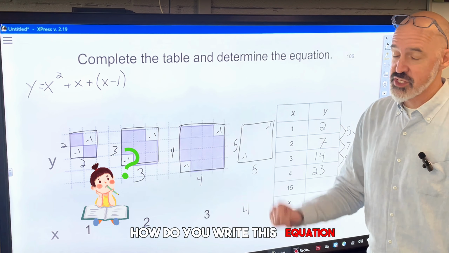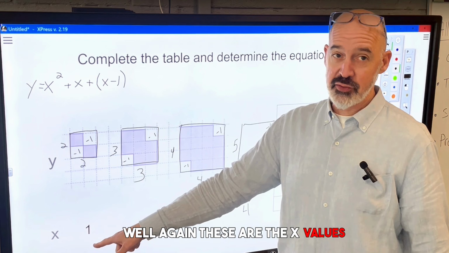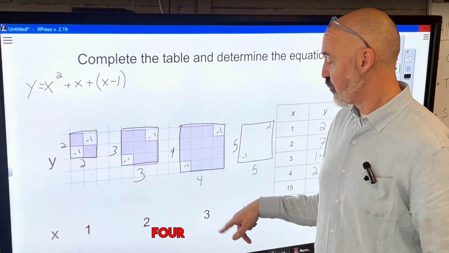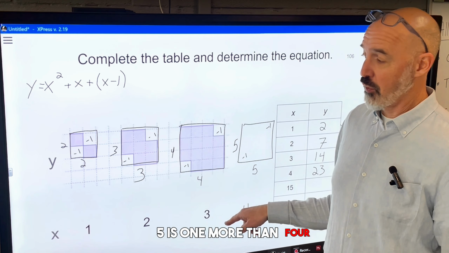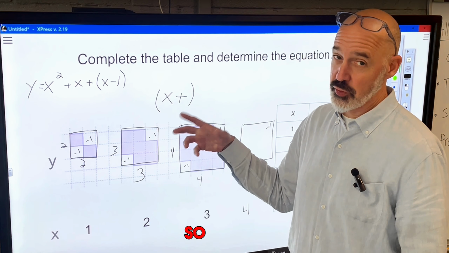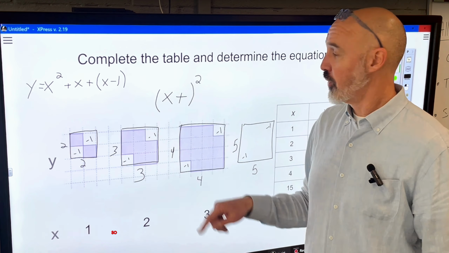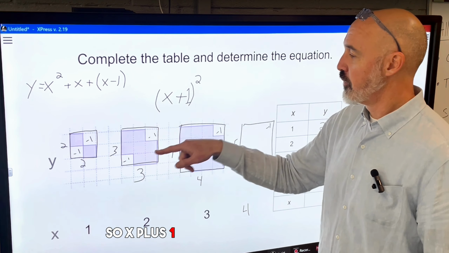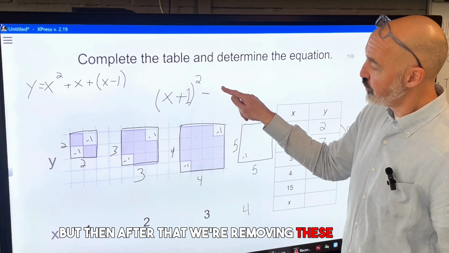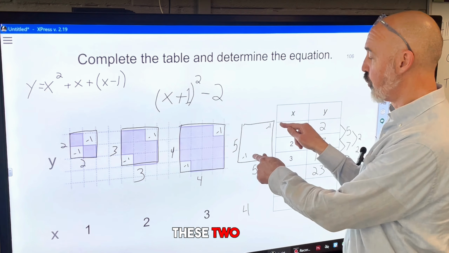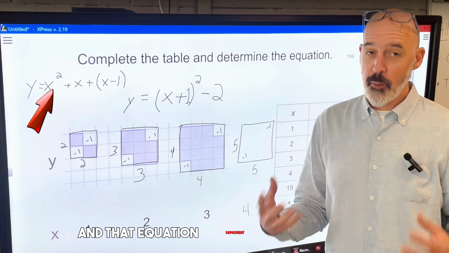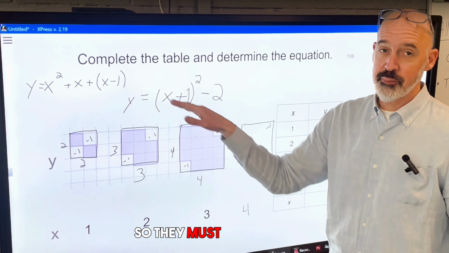So how do you write this equation? Well, again, these are the x values. So 2 is 1 more than 1, 3 is 1 more than 2, 4 is 1 more than 3, 5 is 1 more than 4. So it's definitely x plus 1, and that's the length and the width, so it's squared. So x plus 1 squared is what's happening, but then after that, we're removing these two corners. So this equation and that equation represent the same diagrams, so they must both be accurate.